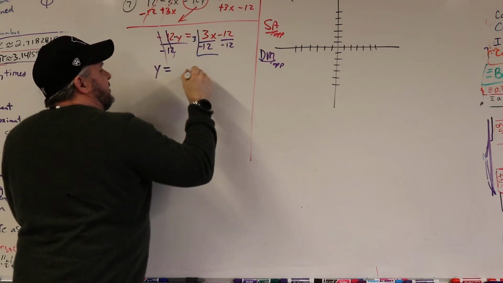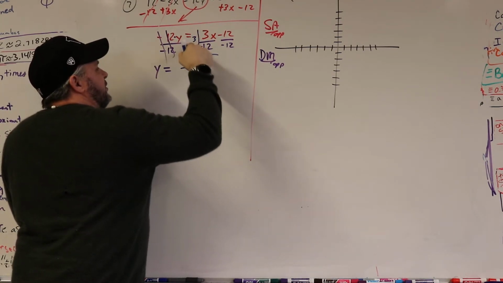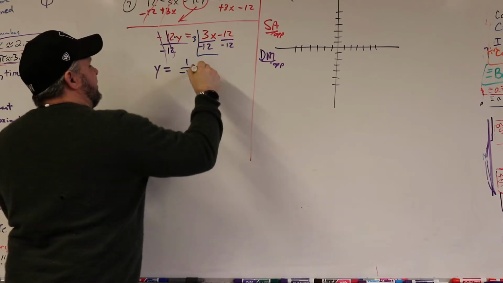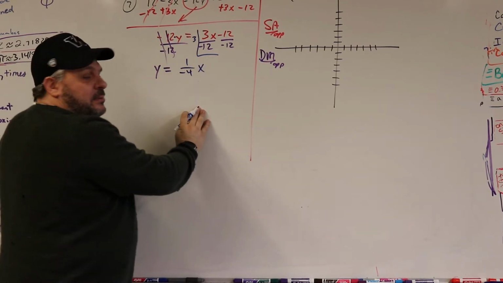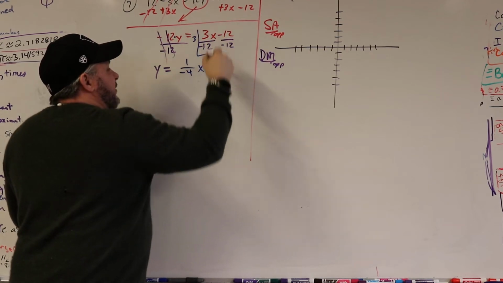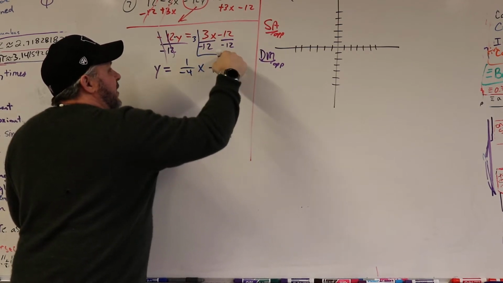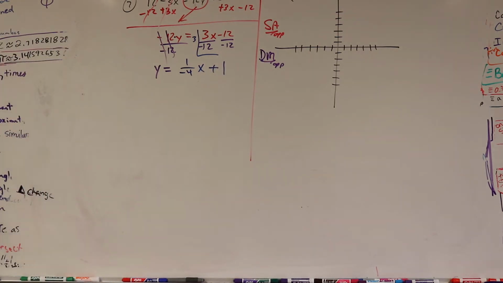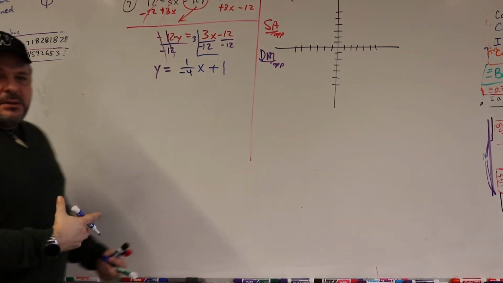3 goes into 3 how many times? Once. 3 goes into negative 12 how many times? Negative 4. Perfect. Right? And then negative and a negative makes a positive. 12 divided by 12? 1. Boom. And now you have your y equals mx plus b.